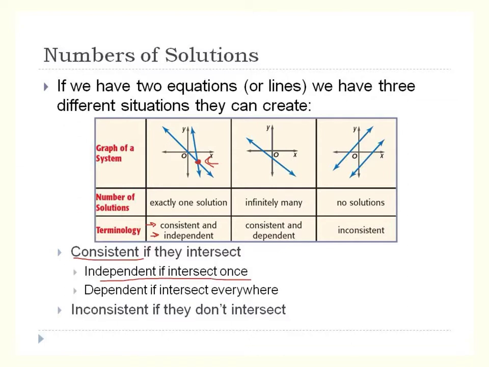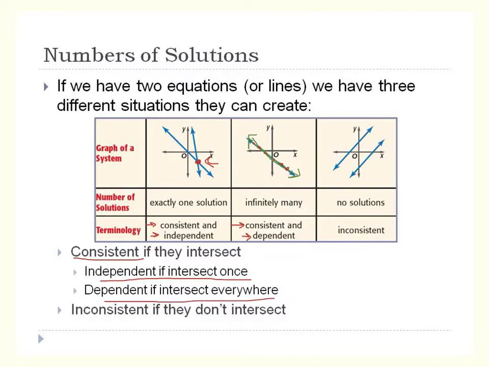So let's look at the second case. What if they're the exact same line? You only see one line here, but that's because they're the exact same line. So if they're the exact same line, we say that there are infinitely many solutions because they share every single point. So it's consistent because they intersect, but it's dependent this time because they intersect everywhere.